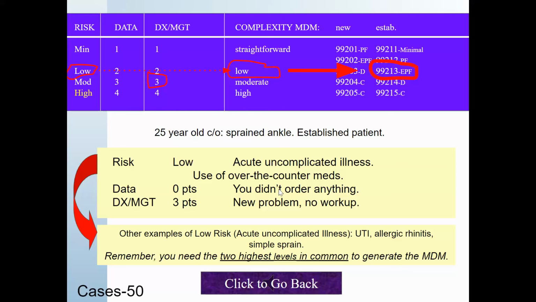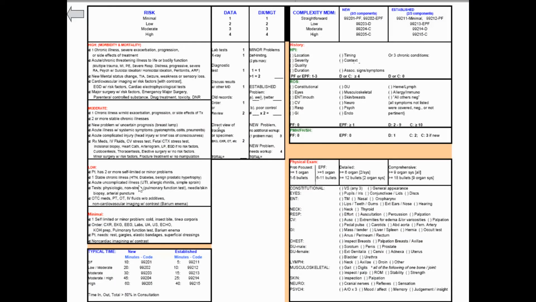So the risk, as I've said, is low. Why? Because we're not on prescription medication. It's an acute, uncomplicated illness. So let's look at our form for just a minute. An acute, uncomplicated illness: simple sprain, an ankle sprain is one of those, allergic rhinitis, urinary tract infection. Now, if you're an ear, nose, and throat, and the patient has more significant, then it would be a chronic problem. But these are just examples that the AMA gives.